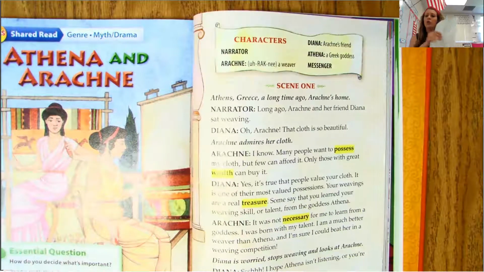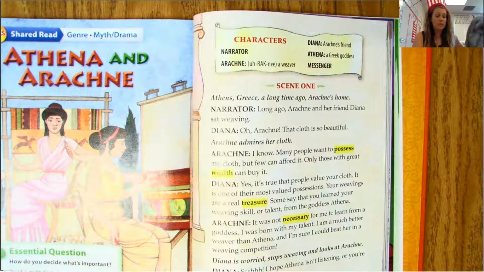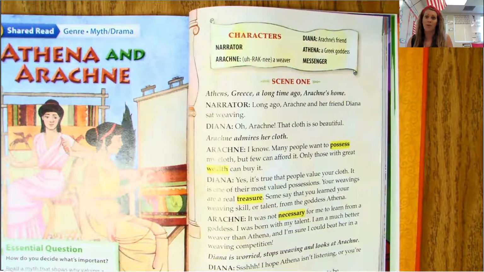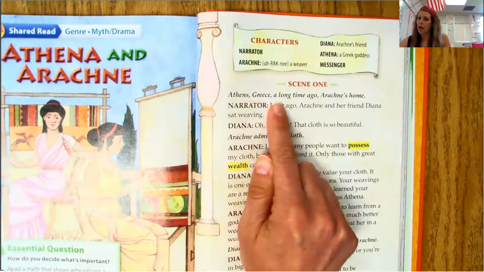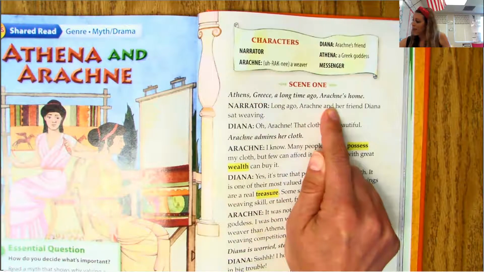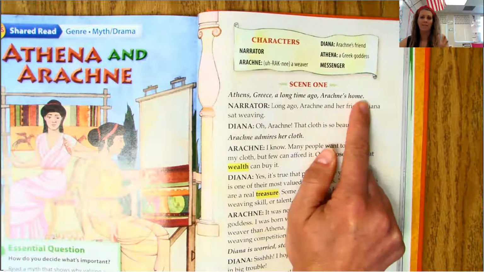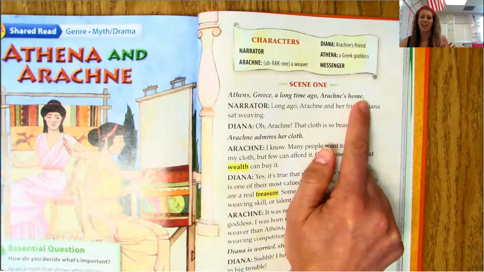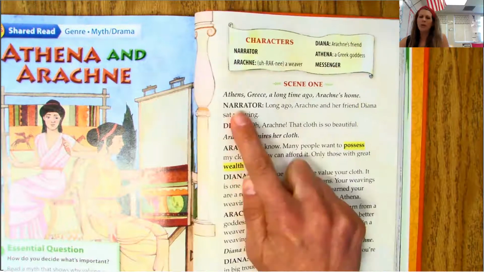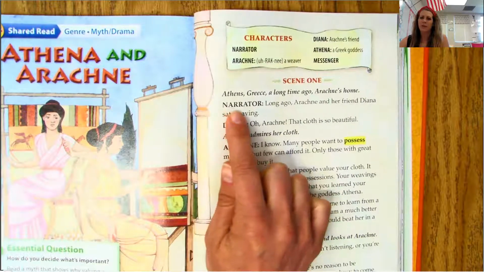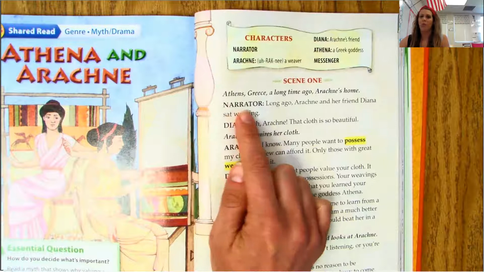All right, so you should have that graphic organizer, page 252, next to you. We will probably do that at the end, but we will stop and talk about any detail that might help us come up with the theme. All right. So scene 1, Athens, Greece, a long time ago at Arachne's home. Okay, so we have to kind of visualize this. It's a long time ago in Athens, Greece, and we're at Arachne's home. And we don't have to say who's speaking. So we don't say narrator, and then we just read.